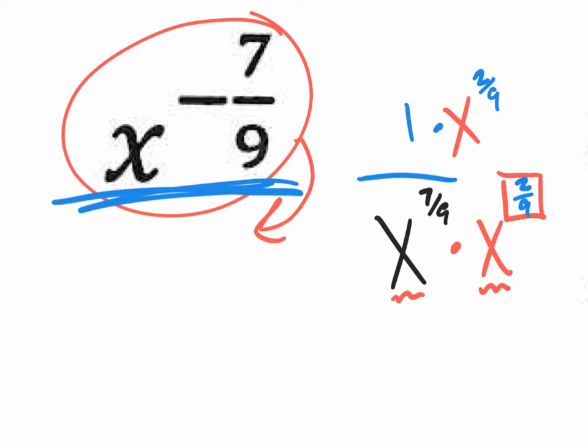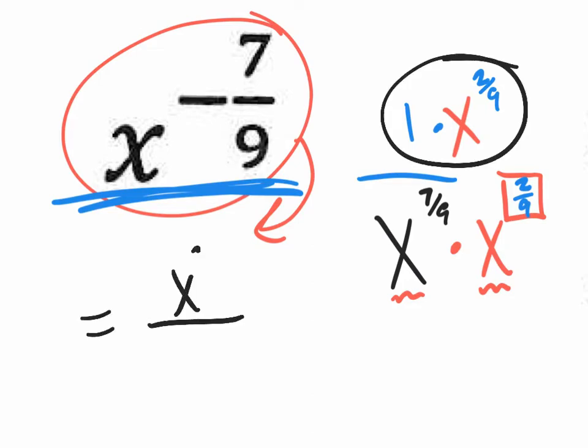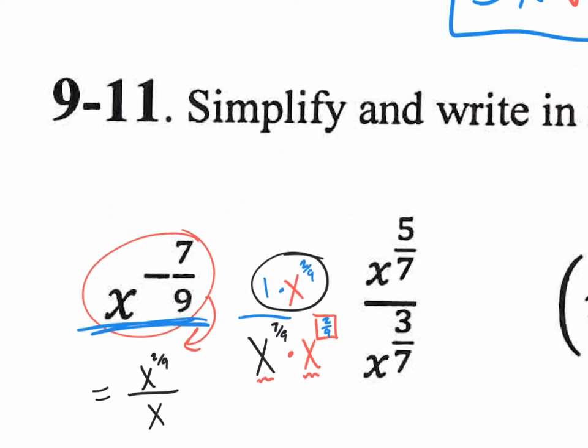So what do we have here? Up on top, when I multiply x times x to the 2/9, that's x to the 2/9. And on the bottom, when I multiply x to the 7/9 times x to the 2/9, I add these exponents. 7/9 plus 2/9 is 9/9, which is really x to the 1, which is really just x. Now, if the instructions say write it in exponential form, I leave it like that. I'm done.